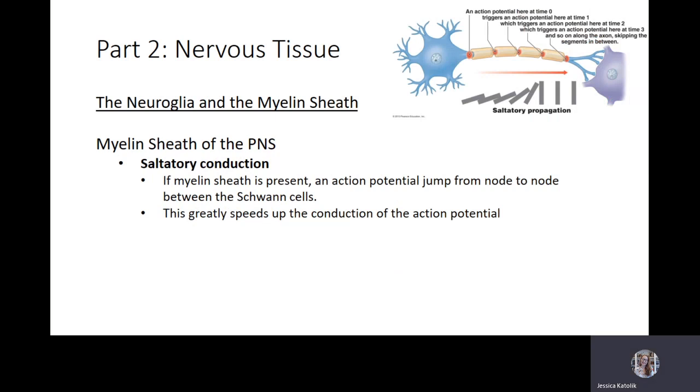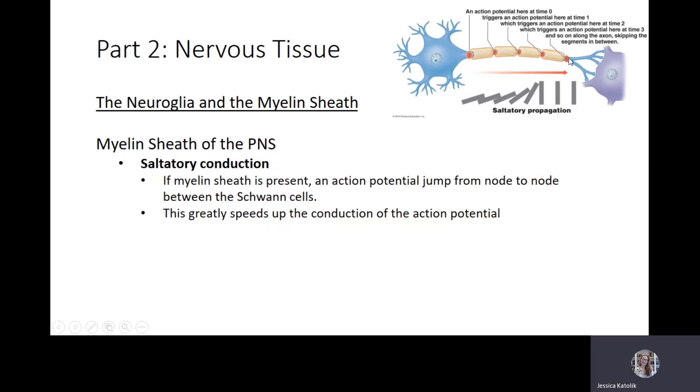Saltatory conduction actually comes from a Latin word meaning to vault or to leap. So what happens when there is myelin sheath wrapping around an axon in the peripheral nervous system? Essentially, rather than having an action potential occurring at each and every single location along the length of an axon, the action potential will actually jump from node of Ranvier to node of Ranvier, or the myelin sheath gap, and it will leap across these areas.